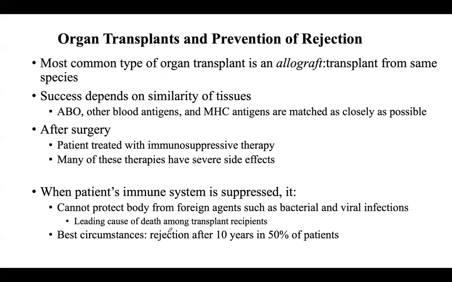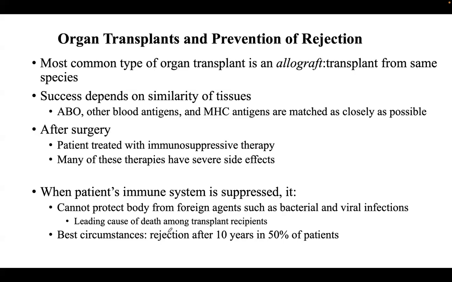Now let's talk about organ transplant and prevention of rejection. The most common type of organ transplant is called an allograft. That means transplant from the same species. So person A, a human being, who needs a liver transplant can receive a liver from another person, right? Or a kidney, anything. Transplant from the same species is called an allograft. At certain times, we can have transplants from other species also. For example, heart valves can be transplanted from monkeys and so on. But those are smaller examples. These are more serious ones, actually.